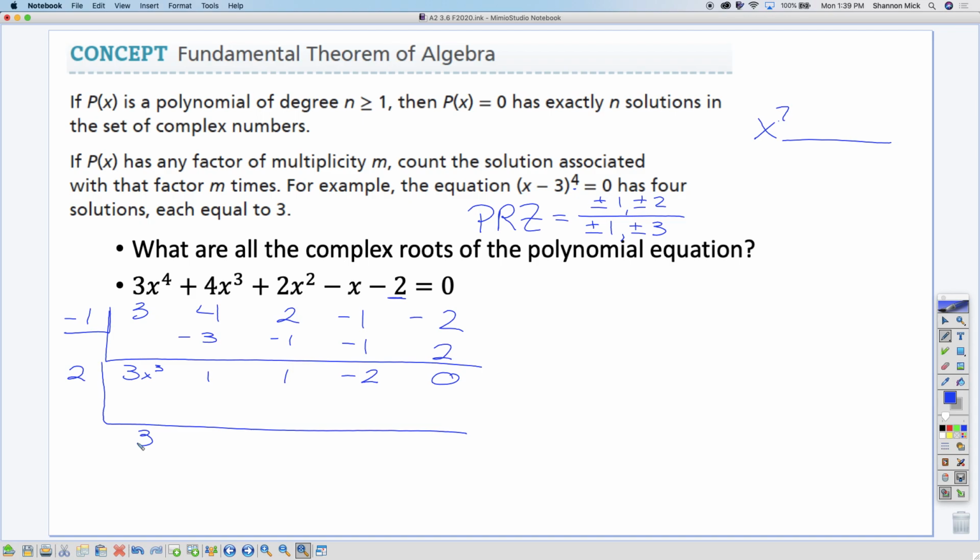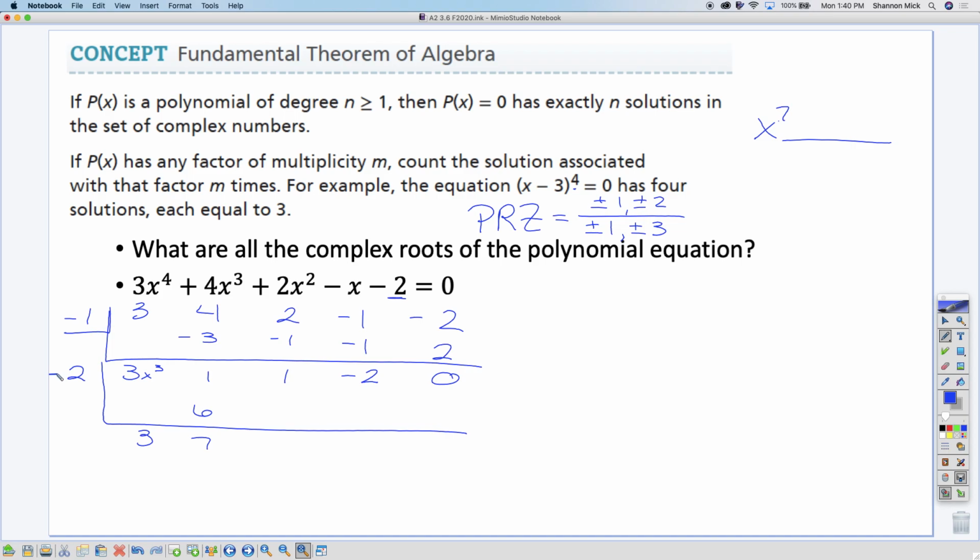So I got 3, 6, 7. I'm going to stop. We're getting bigger: 7, 14, 28. It's just going to keep going up. So since I tried 2 and it didn't work, I just stopped because it's going to keep going up. So I'm going to change this just to a negative real quick.